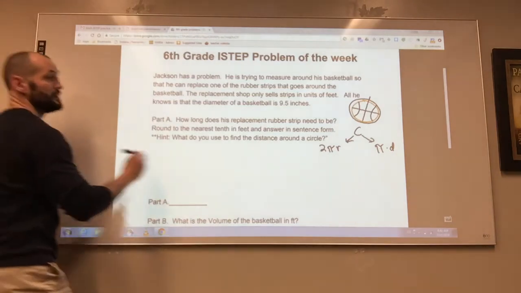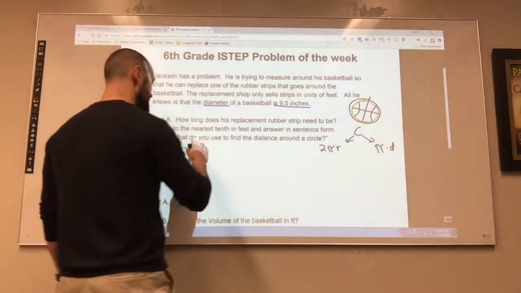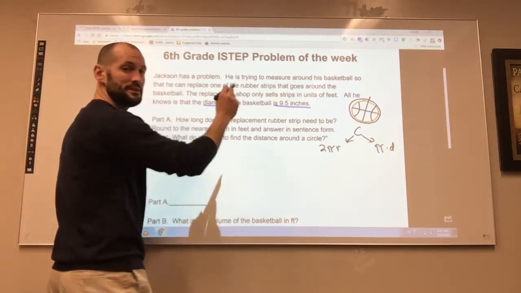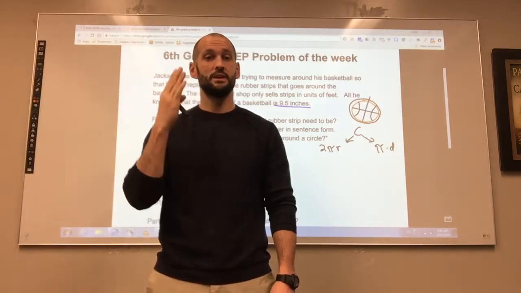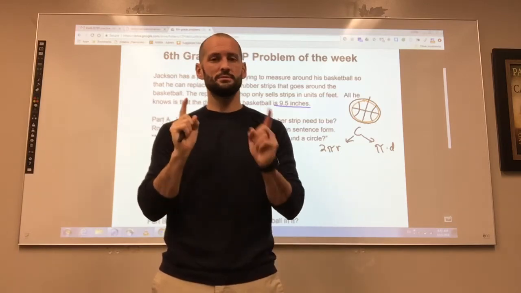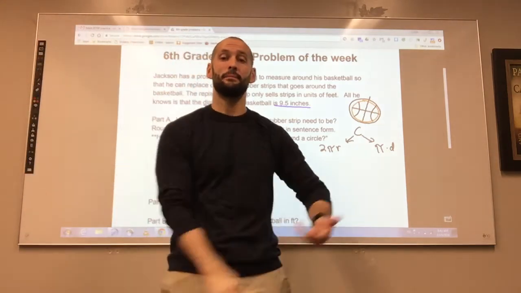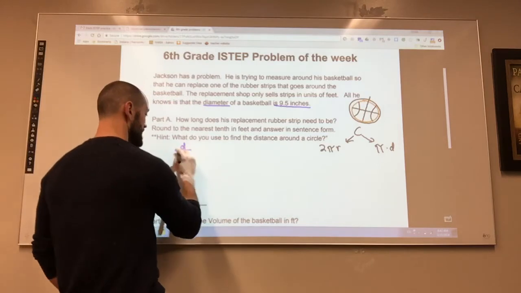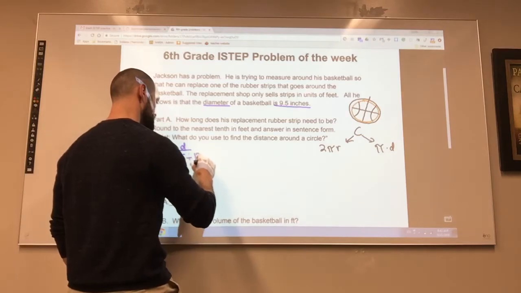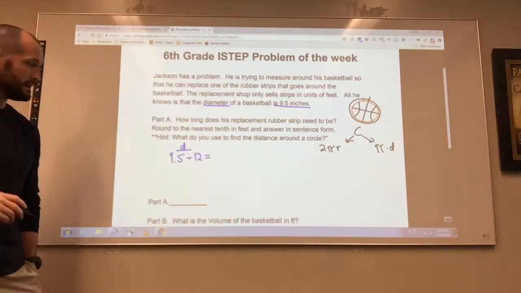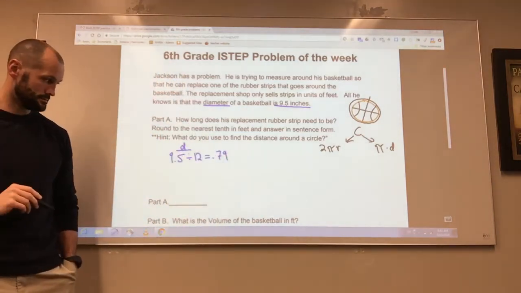I know that I have 9.5 inches as my diameter, okay? But what I need to know is how many feet that is. What's the relationship between feet and inches? How many inches are in a foot? 12. Hopefully you knew that. So because we know that relationship, if you give me any number of inches, I can divide that by 12 to find out how many feet exist. And that's exactly what we're going to do. For my diameter, I just take my inches and divide by 12. From here, I get approximately 0.79.